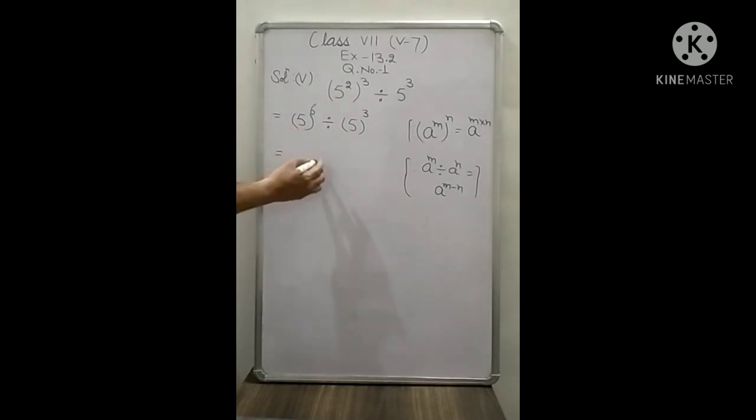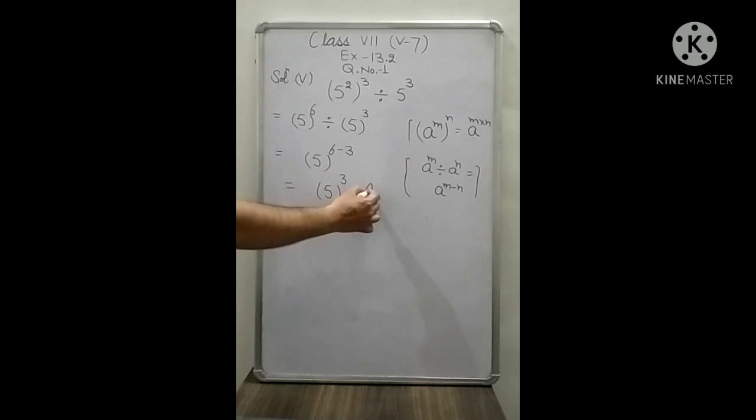Here the base will remain the same, that is 5 will remain the same, and the exponents get subtracted. So 6 minus 3. So you will get 5 raised to the power 6 minus 3. It will be 3. Don't simplify it further, you have to give the answer in exponential form. So this will be your answer. This is your 5th part.